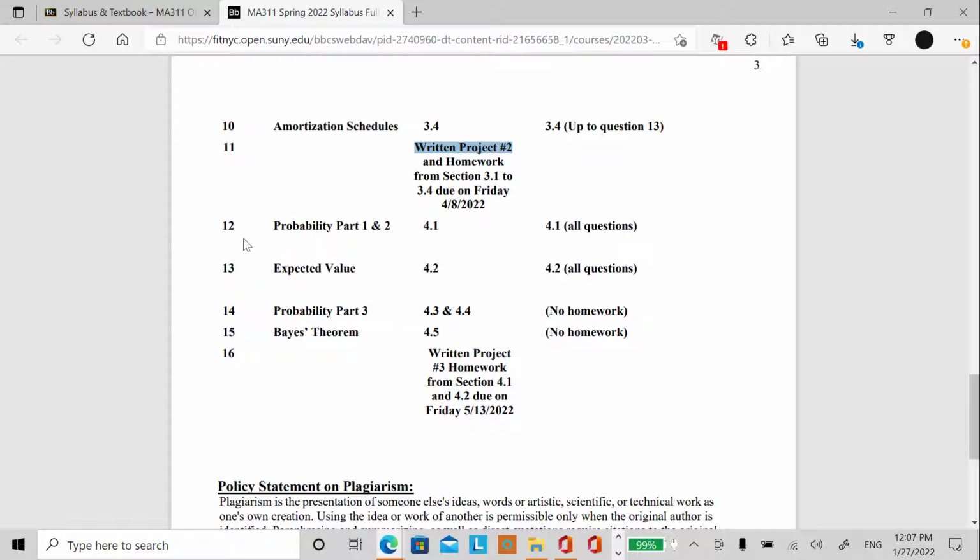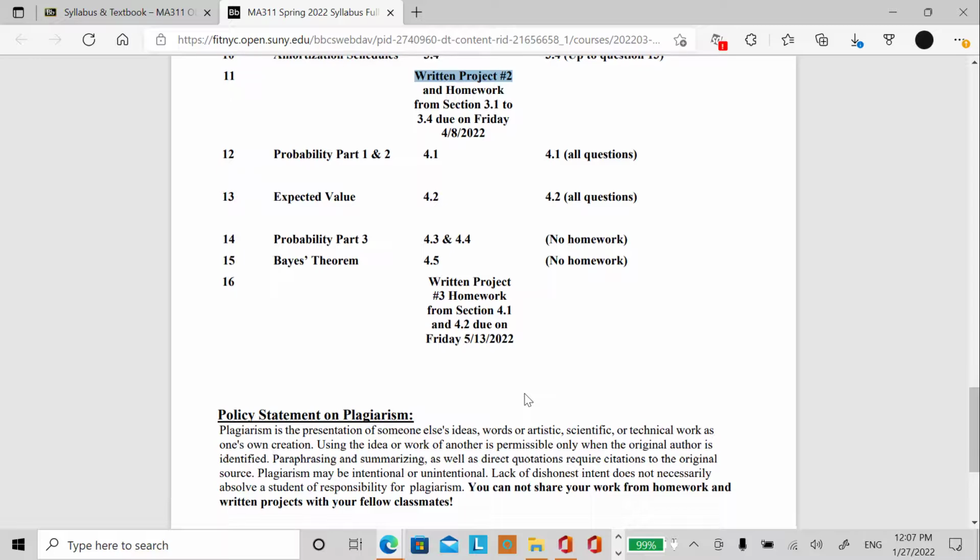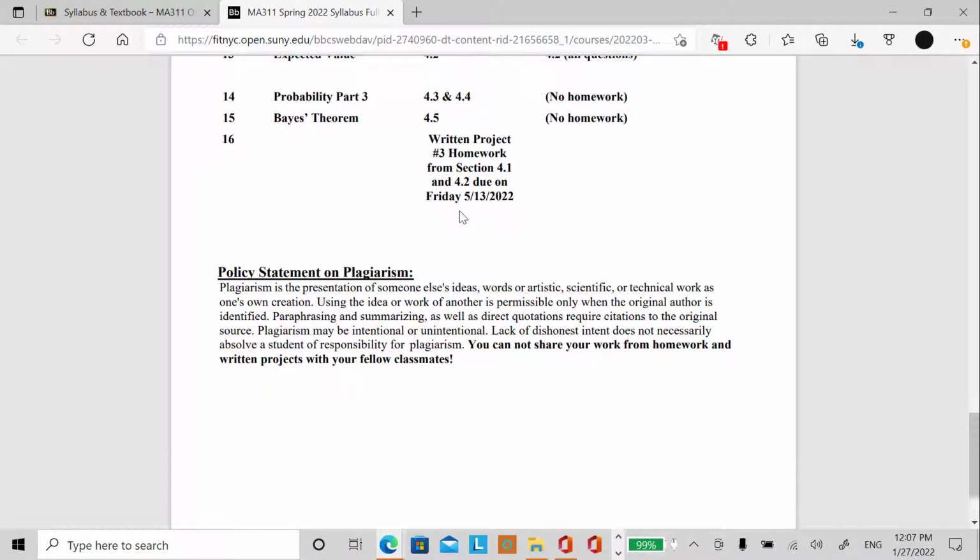And for the last 4 weeks, you're going to spend time on chapter 4: probability, expected value, Bayes theorem, and then complete homework assignments and the written project. The homework assignment from section 4.1 to 4.2 is due on May 13th, 2022.